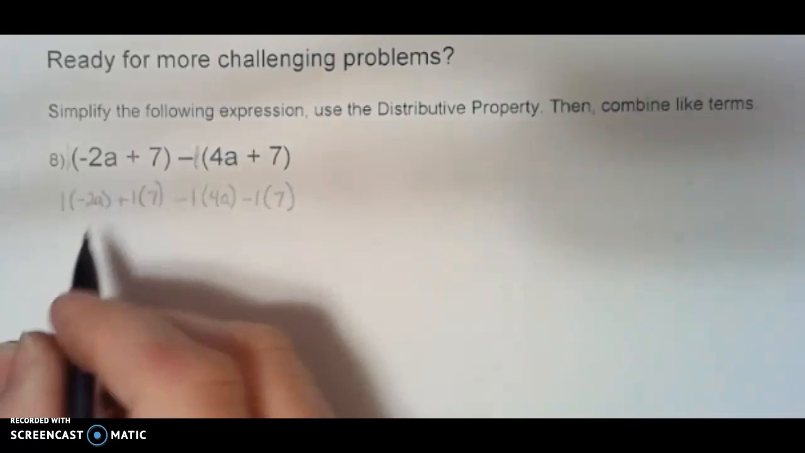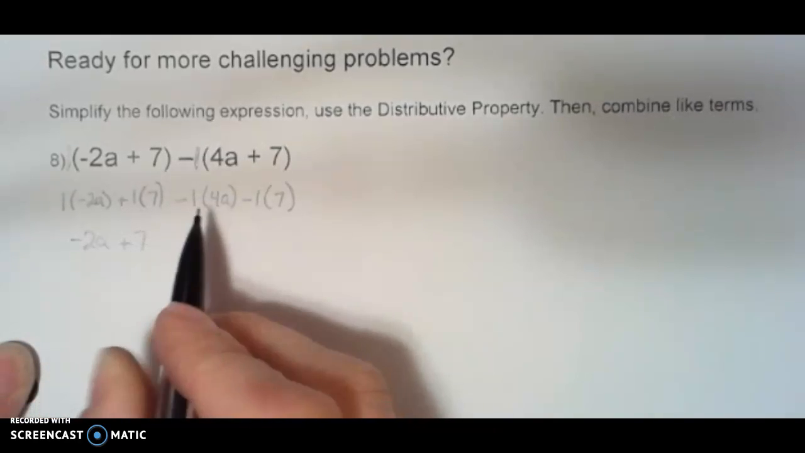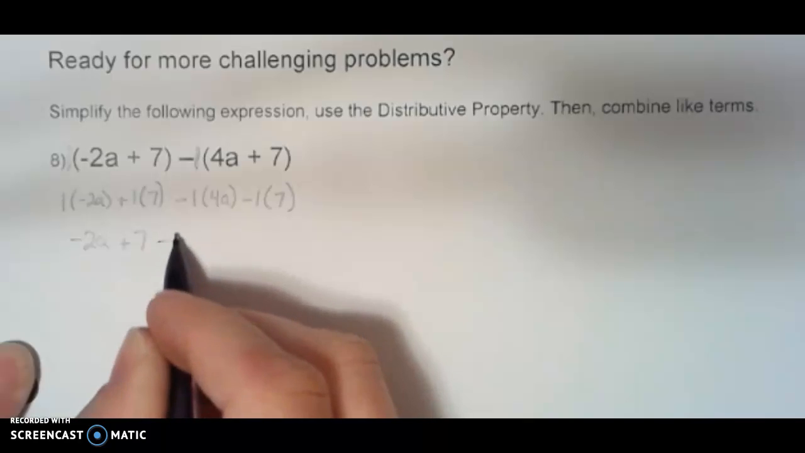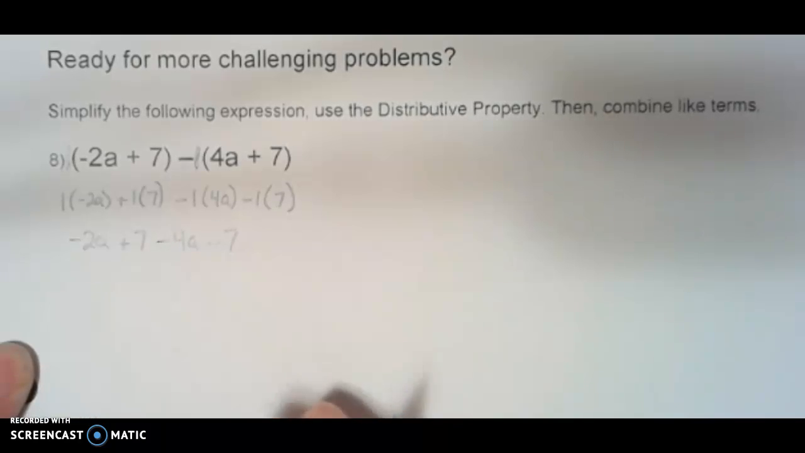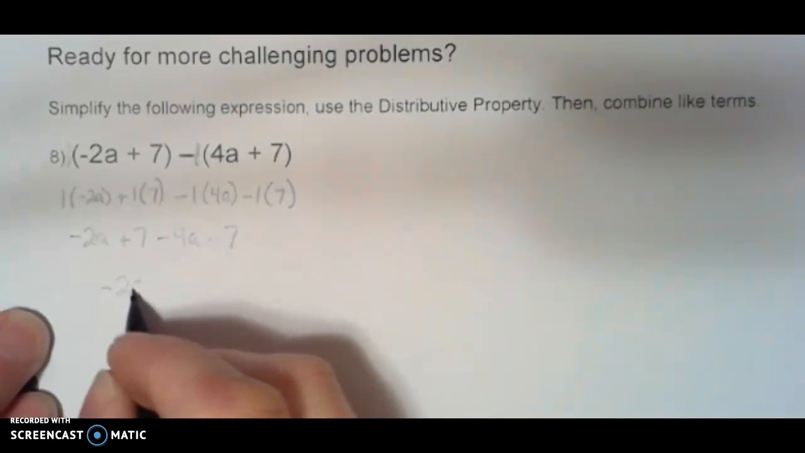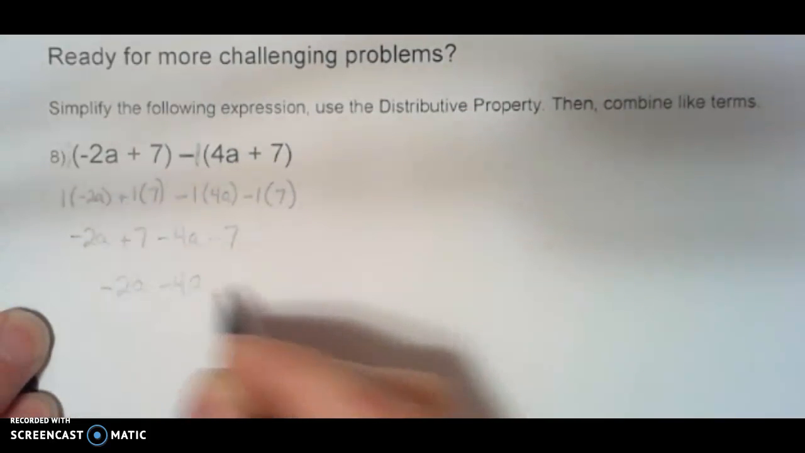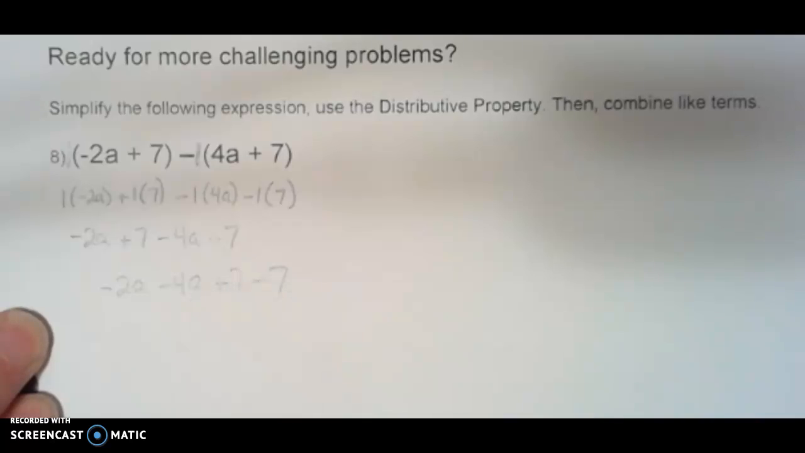So 1 times -2a is -2a. 1 times 7 is 7. -1 times 4a is -4a. And -1 times 7 is -7, so minus 7. So we have -2a plus 7 minus 4a minus 7. And now what we're going to do is rearrange so that our variable terms are in front, -2a minus 4a, constants at the end, plus 7 minus 7.